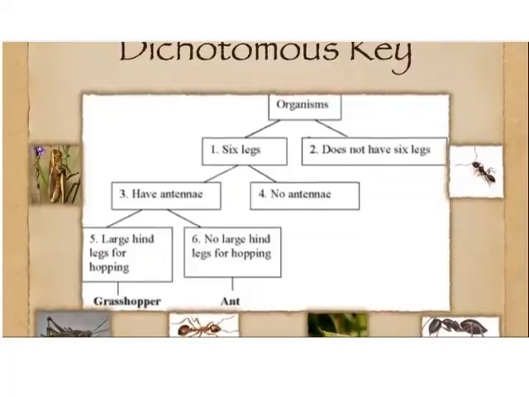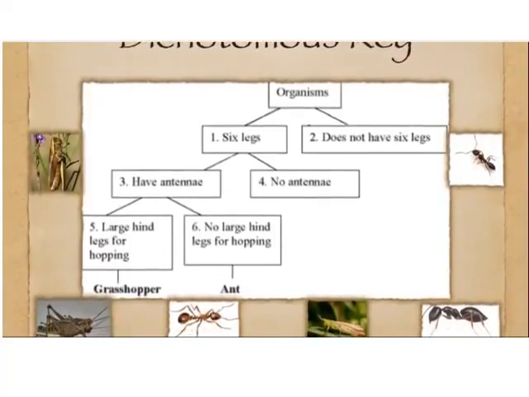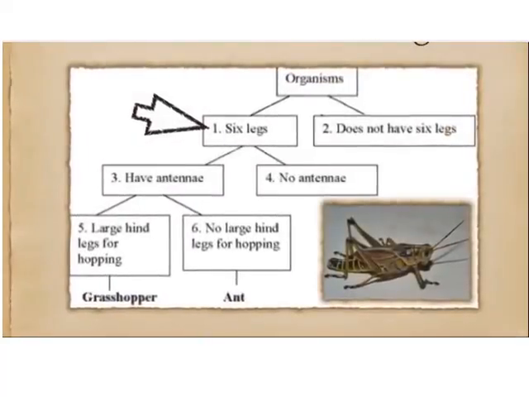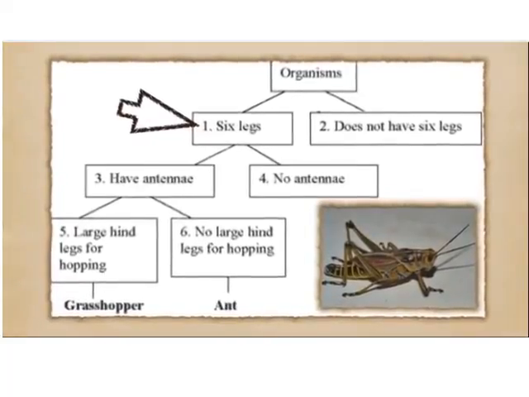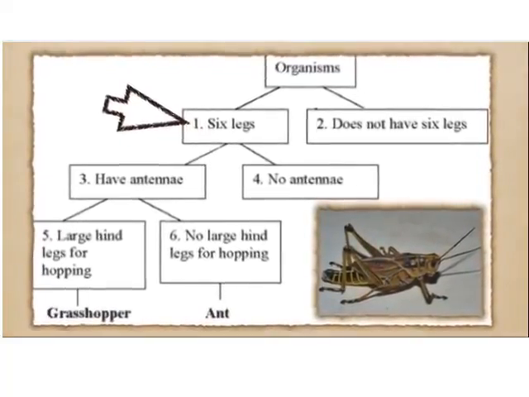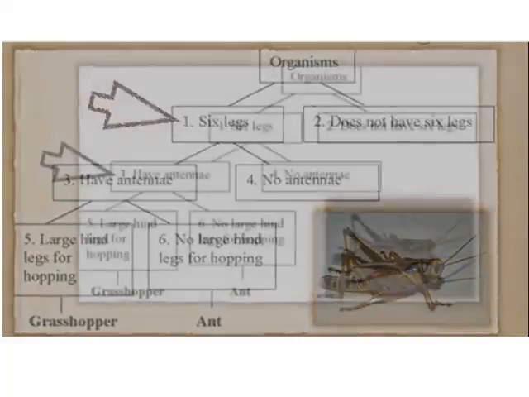Here is our dichotomous table that will help us identify our organism. Our first set of questions asks if our organism has 6 legs or does not have 6 legs. Ours does have 6 legs, so let's follow the branch.